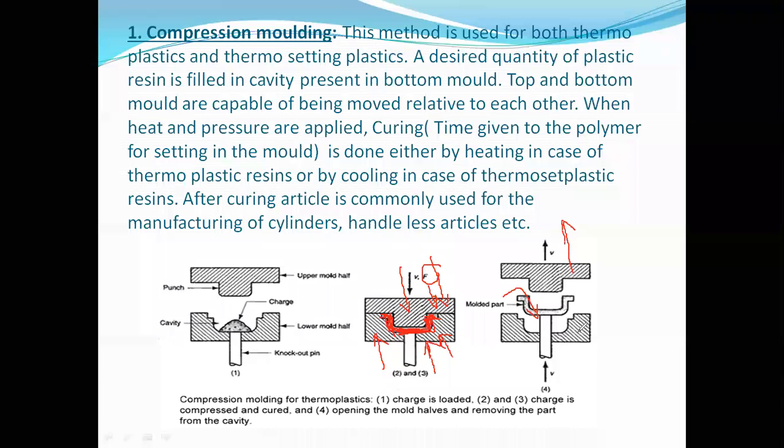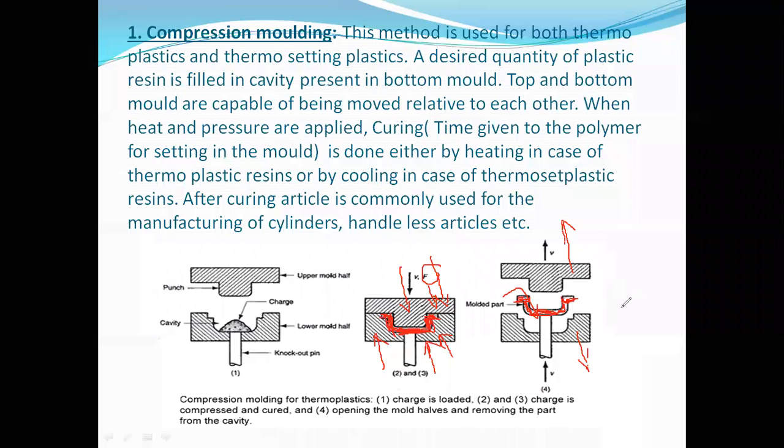I would like to open the upper mold half followed by the lower mold half. You see here. Now we can have in between an article, I'm repeating, in between we can have an article and that article should be U-shaped, right?